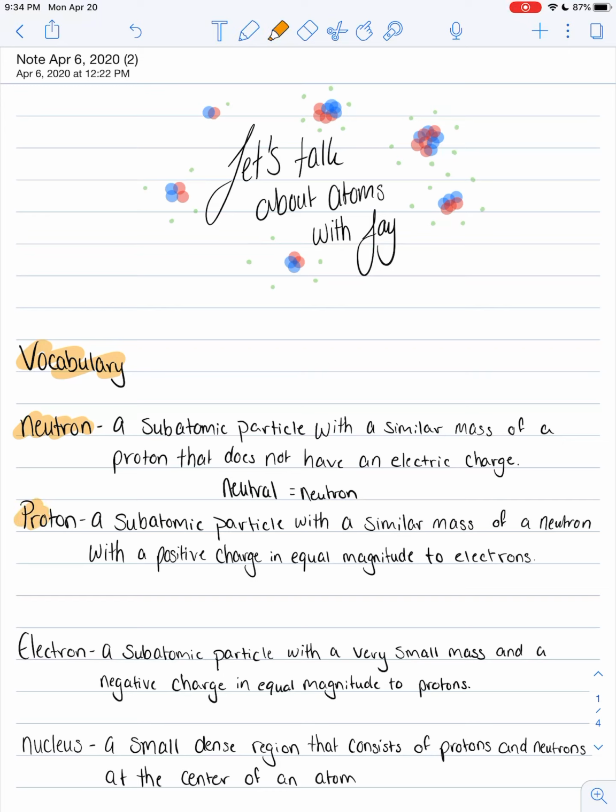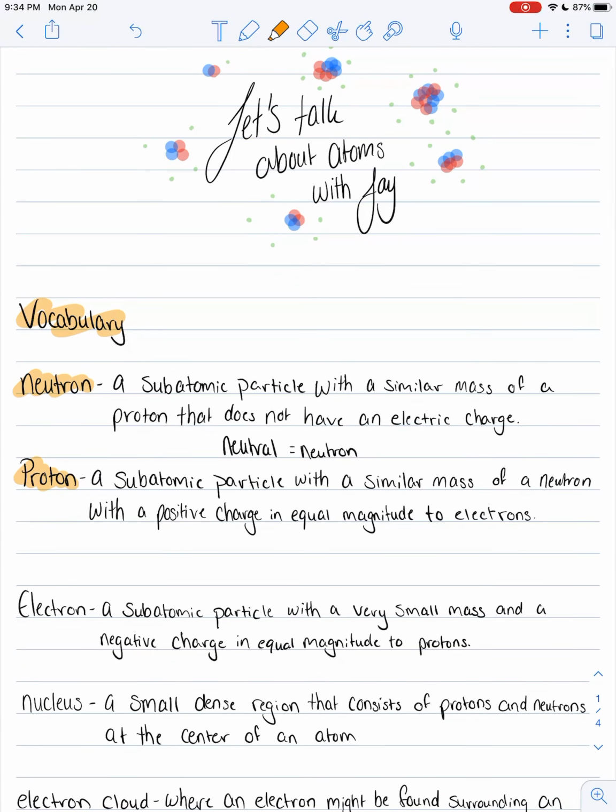Next is the proton. The proton is a subatomic particle with a similar mass of a neutron with a positive charge and equal magnitude to electrons. So, some takeaways. It has a similar mass to a neutron, and it has a positive charge and equal magnitude to electrons. Those are the key points of a proton. The way that I remember the proton has a positive charge is because proton starts with P and positive starts with P.